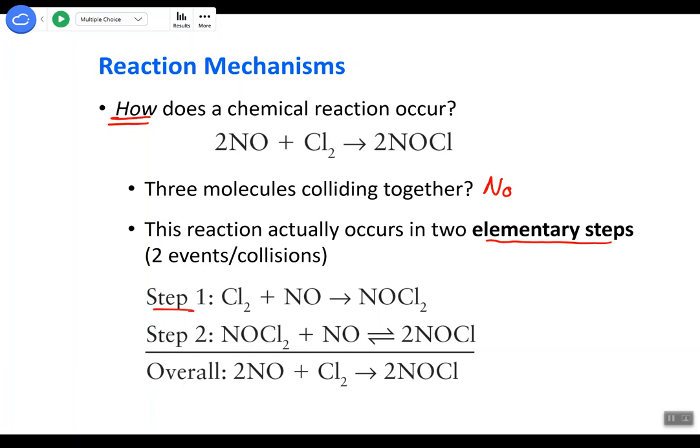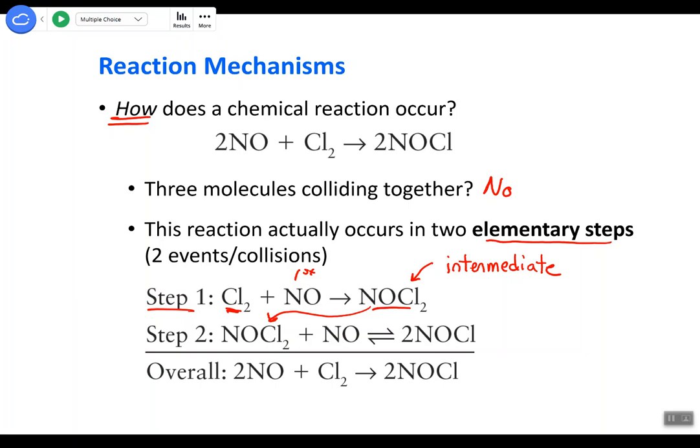What actually happens is that chlorine smashes into the first nitric oxide to produce NOCl2. Now go back up to that overall balanced equation. You don't see NOCl2 in this overall reaction. It's produced, but it doesn't end up in the overall reaction. NOCl2 is classified as an intermediate. It's formed in step 1, but then it's used up in step 2. This is the definition of an intermediate.